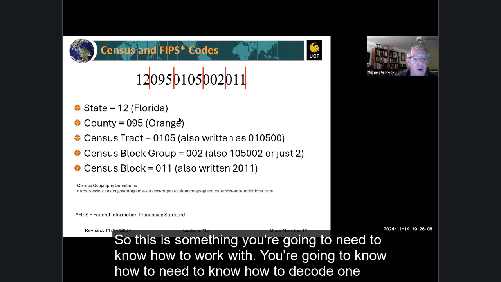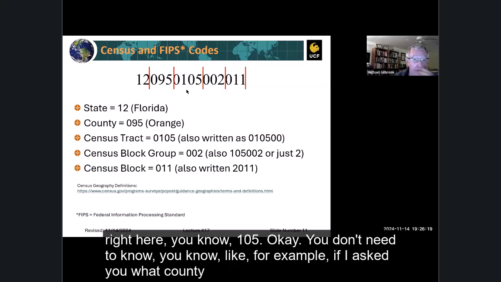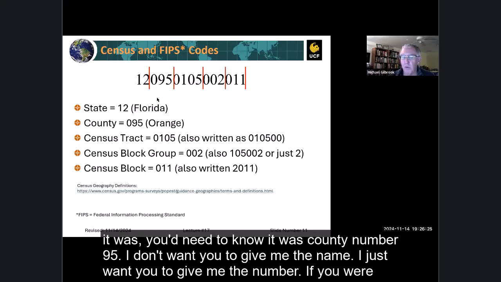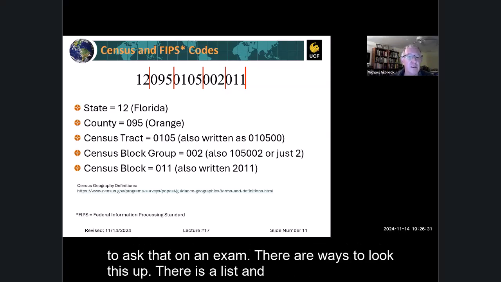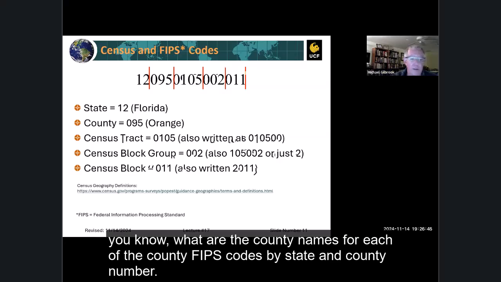So this is something you're going to need to know how to work with. You're going to need to know how to decode one of these numbers. So if I asked you what is the census tract from this string, you'd have to know it's this right here, 105. You don't need to know, for example, if I asked you what county it was, you'd need to know it was county number 95. I don't want you to give me the name. I just want you to give me the number if you were asked that on an exam. There are ways to look this up. There is a list, and it's available in your module, of all the FIPS codes for the whole state, or the whole country rather. And you can look up what are the county names for each of the county FIPS codes by state and county number.